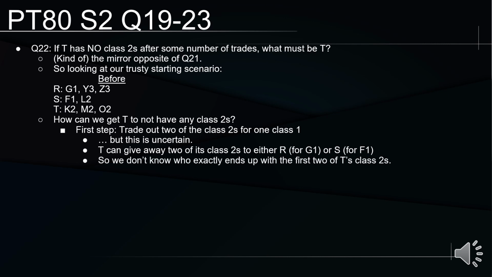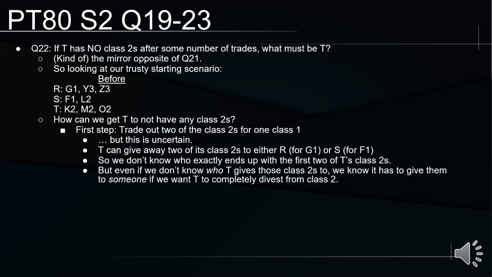So we don't know who exactly ends up with the first of T's class 2 buildings that it trades away. But even if we don't know who T gives those class 2 buildings to, we do know that it has to give them to someone if we want to completely divest T from class 2. So that's kind of handy, but it doesn't really help us progress visually at all. So the second step that I do, okay, so we don't know who it gives it to, we just know that it does give away 2 of its buildings to one of R or S.